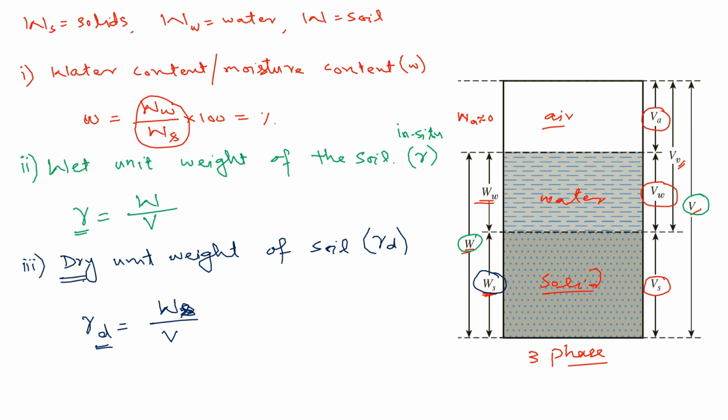In dry condition, we just have solids in soil. We will have no water. There will be air, but we normally ignore the weight of air. So there will be only solids in the dry form of the soil.